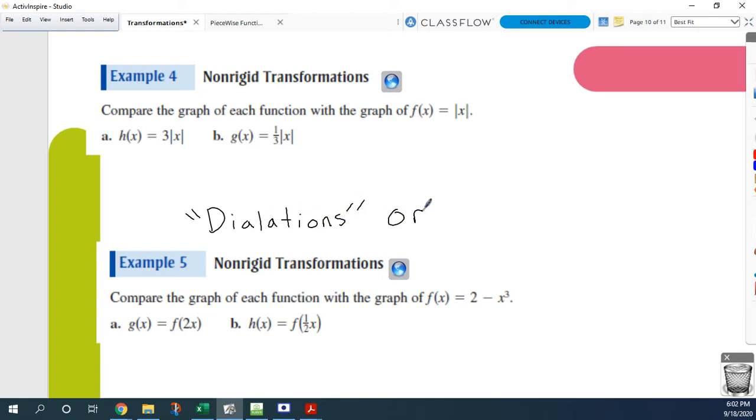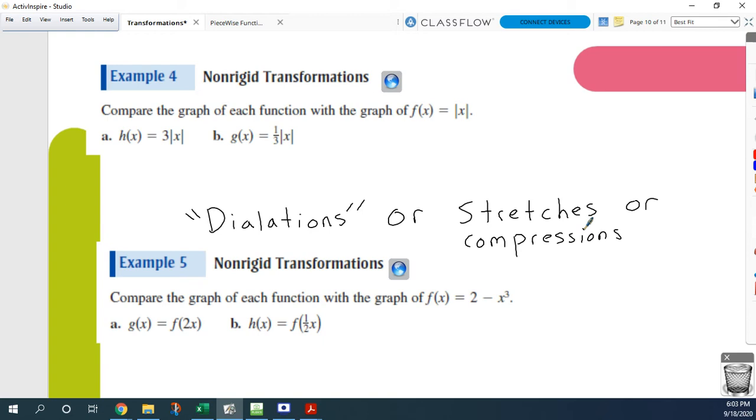Or we can also see them called stretches or compressions. I just want us to see all of the different types of words because sometimes one textbook will use one type of word, but you'll see a different type of word on instructions or on a test or something like that. So I just want to make sure we understand what all of those possibilities are.